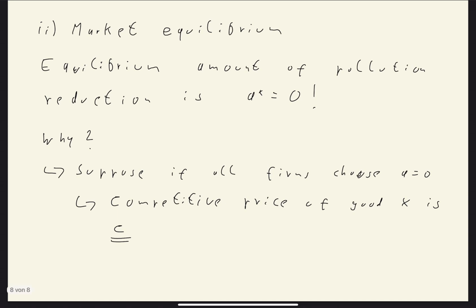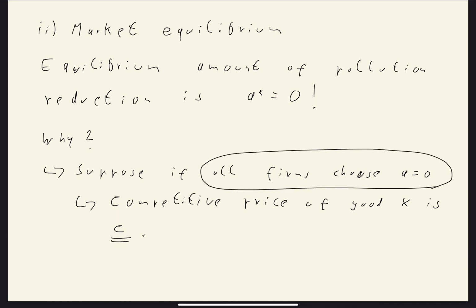So the production cost, if all firms are choosing pollution reduction effort A equal to 0. Now what we will do is ask ourselves, does any of the firms have an incentive to deviate from a situation where all firms have chosen a pollution reduction of 0? And if this isn't the case, then A equal to 0 is indeed an equilibrium because no firm has an incentive to deviate.